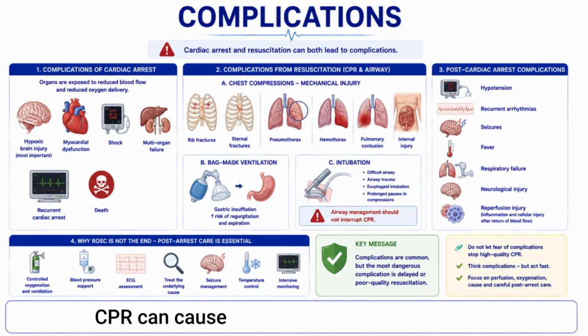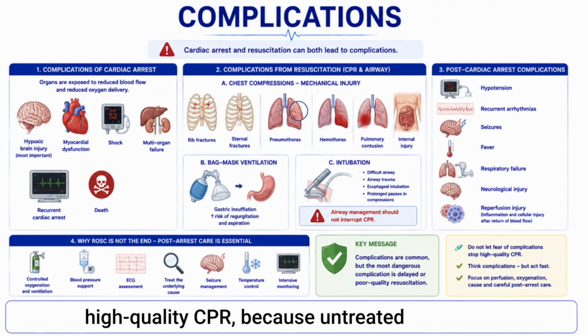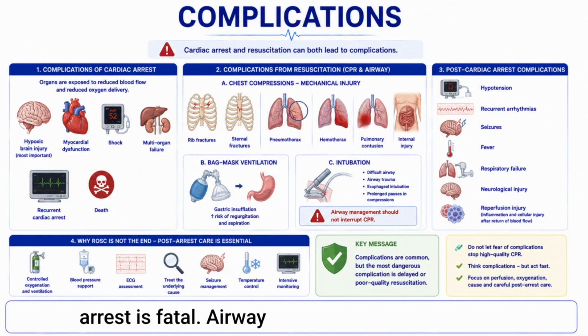Second, CPR can cause mechanical injuries. Chest compressions can lead to rib fractures or sternal fractures. In some cases, patients may develop pneumothorax, hemothorax, pulmonary contusion, or internal injury. These complications can sound dramatic, but they should not stop us from performing high-quality CPR because untreated cardiac arrest is fatal. Airway and ventilation can also cause complications.